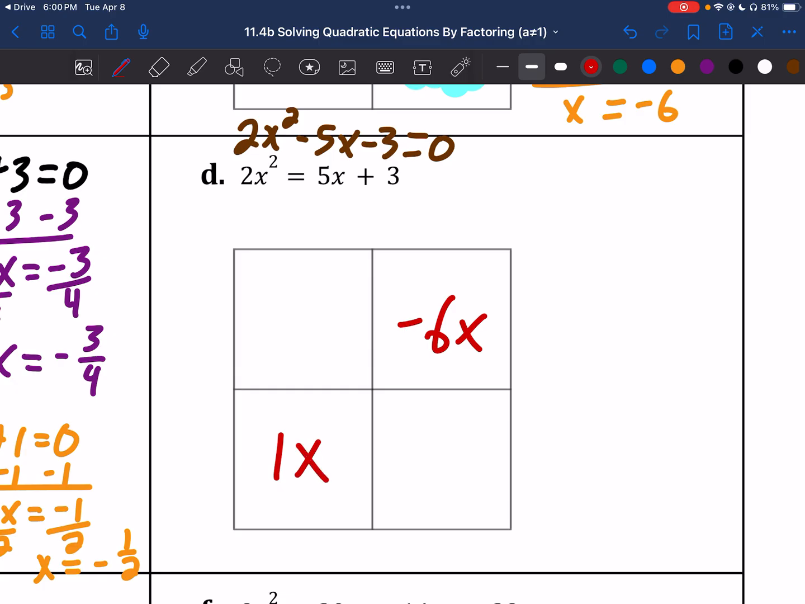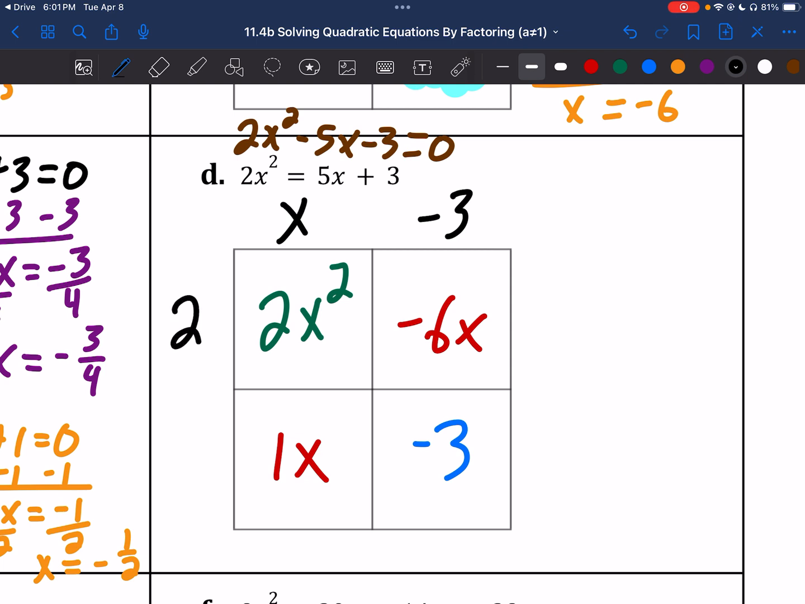My top left term is 2x squared. My bottom right term is minus 3. All right, so first column, 2x squared and x. My common factor is an x. My second column, negative 6x and negative 3. We have a minus 3. First row, 2x squared and negative 6x, 2x. Second row, x and negative 3. That's a common factor of a 1.